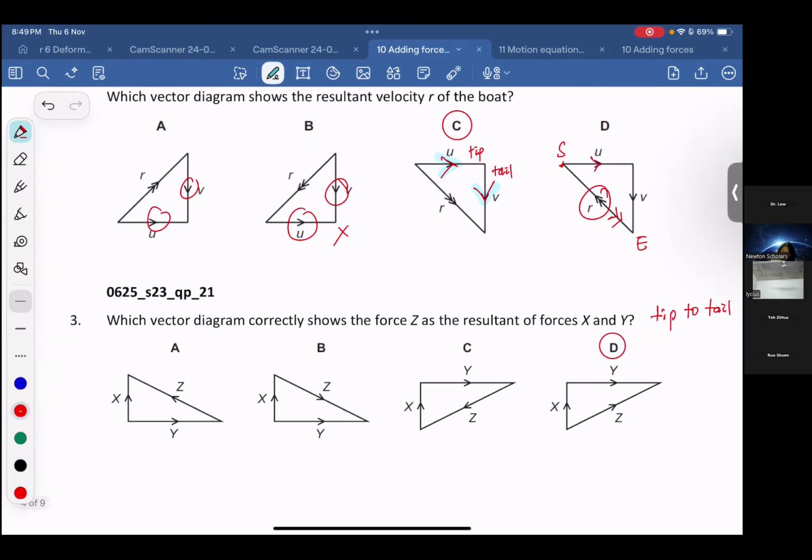Okay, so can you see that these two do not follow our rules. Tip to tail. No. So this one is also wrong. It doesn't follow. Then this one, C, is correct. But this is our starting of the arrow, and this is our ending. Direction should go from starting to ending. So our answer should be D. This one is wrong. Get it?